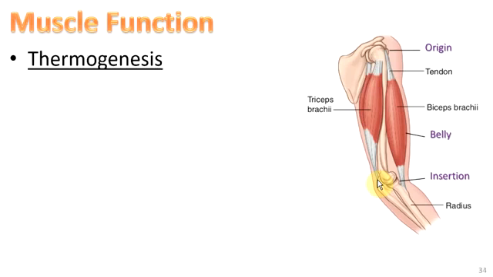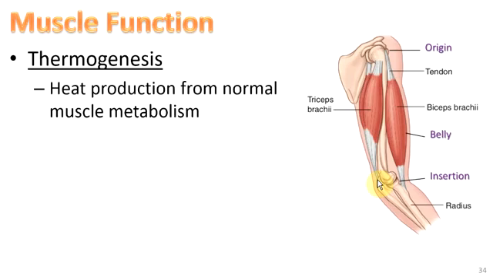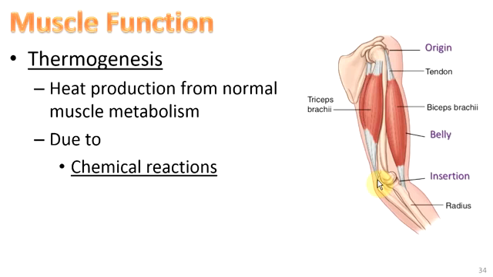Means heat. Genesis means to generate. So this is the generation of heat from the normal metabolism of the muscle. It's due to two things. Now, the main thing, by far, is the chemical reactions that occur. So you remember in Chapter 2, we talked about decomposition reactions. And so when we decompose a molecule, that means we break bonds. And when we break bonds, it releases energy.